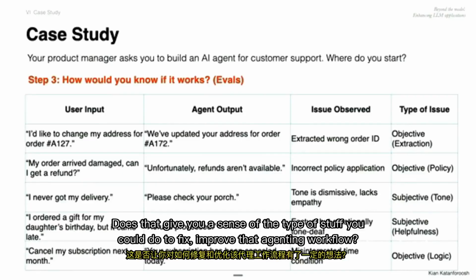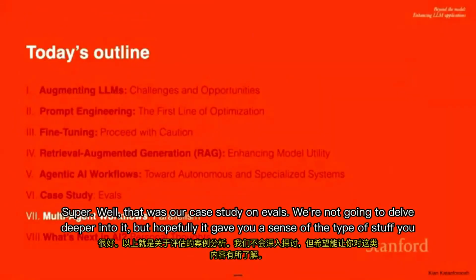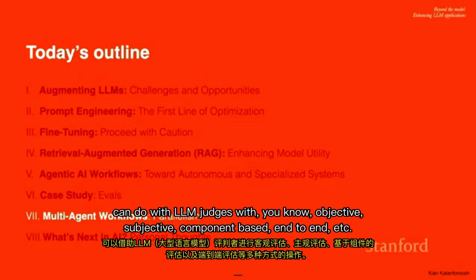Does that give you a sense of the type of stuff you could do to improve that agentic workflow? Super. Well, that was our case study on evals. We're not going to delve deeper into it, but hopefully it gave you a sense of the type of stuff you can do with LLM judges, with objective, subjective, component-based, end-to-end, etc.